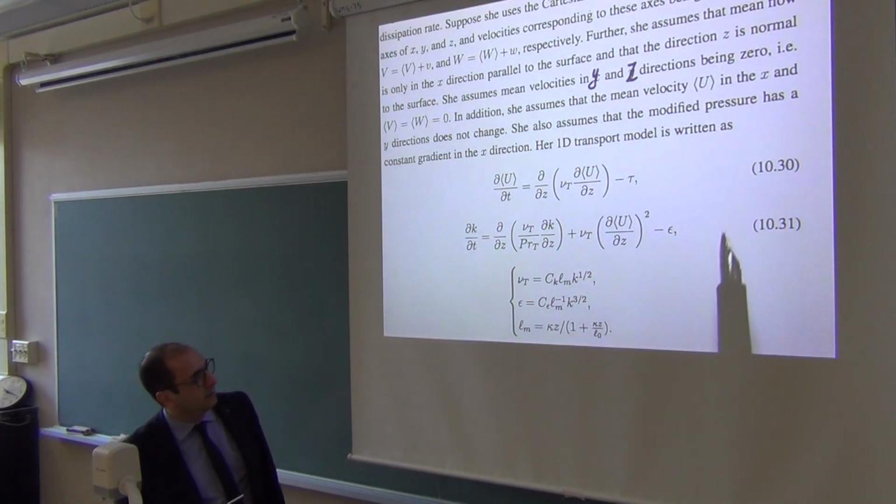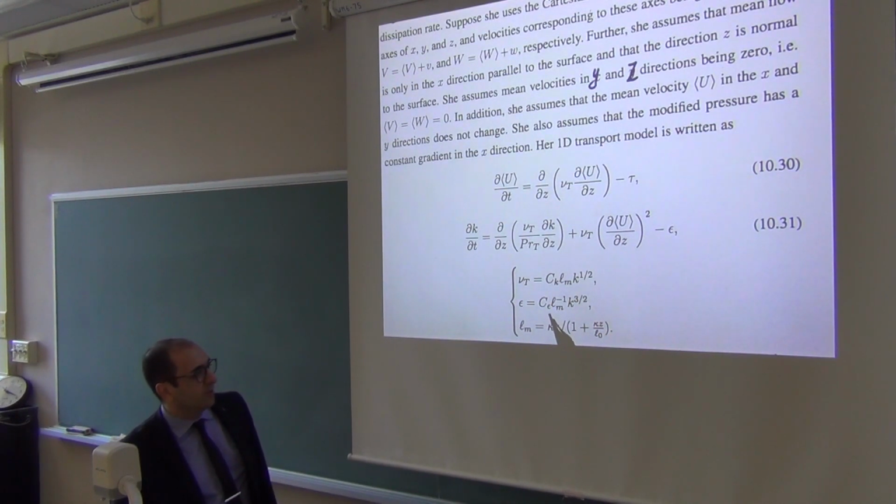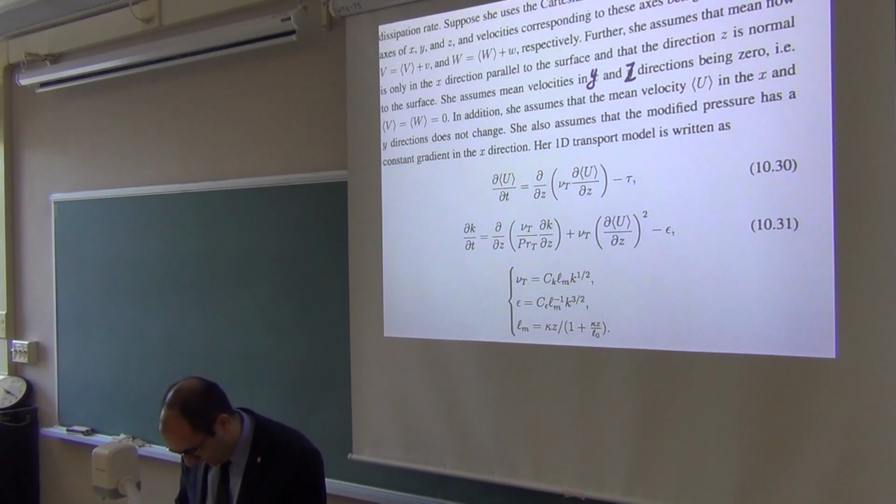And these are the remaining closed parameters. So you see turbulent viscosity is closed as a function of K, Lm, using length and constant Ck. Dissipation rate is closed by the same quantities, although raised to different powers. And mixing length is closed as a function of distance away from the wall. So you see kappa is the von Karman constant, and z is distance away from the wall. This L naught is another constant of the model. So let's derive this.